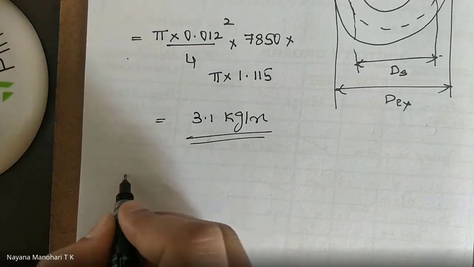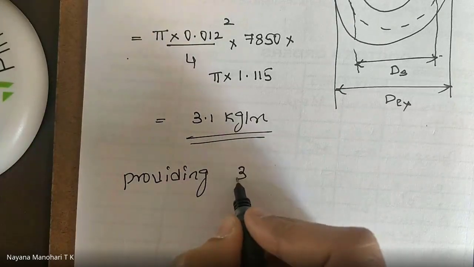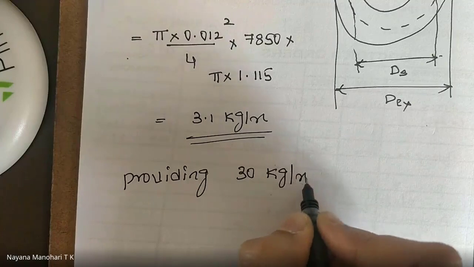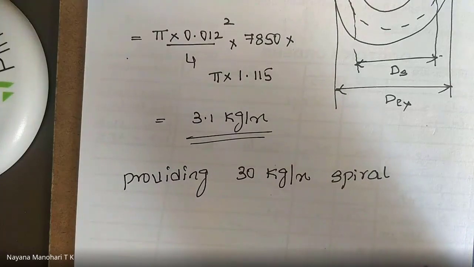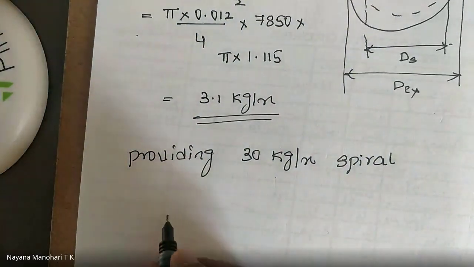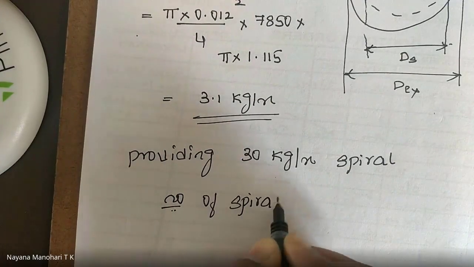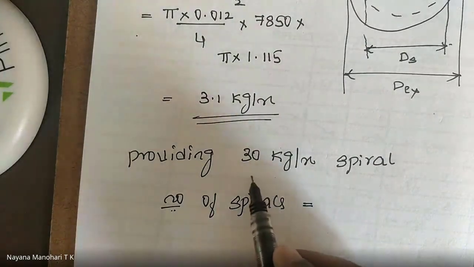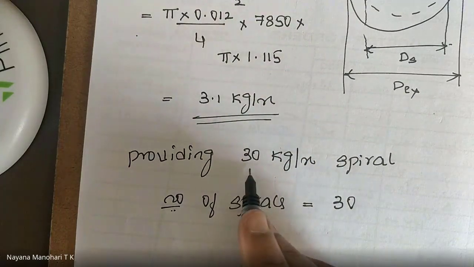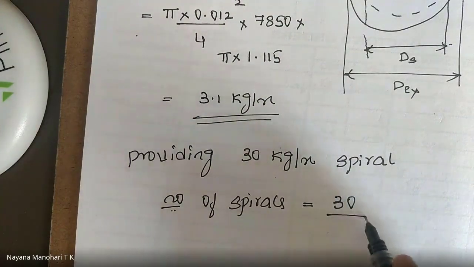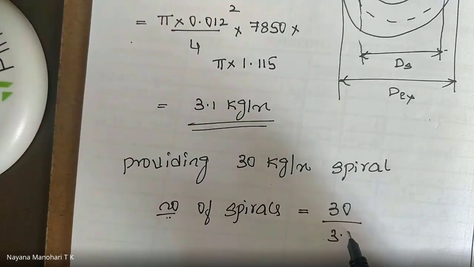Next, assuming or providing 30 kg per meter spiral. Next, you need to calculate the number of spirals. Number of spirals equals the total weight, which you have assumed as 30 kg per meter spiral, divided by the weight of 12 mm spiral, that is 3.1.